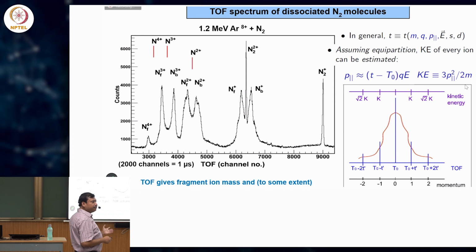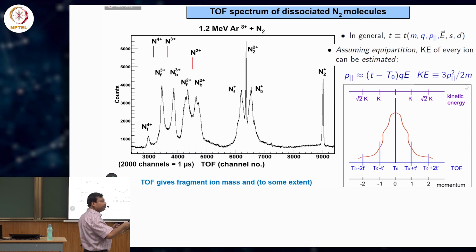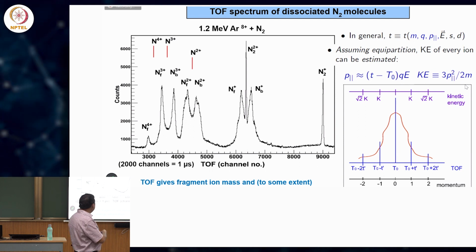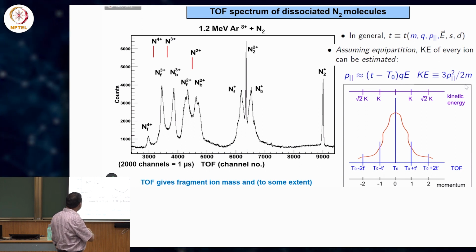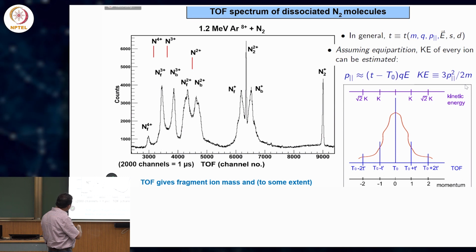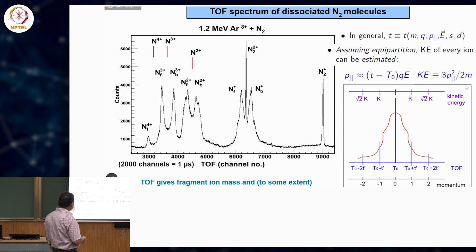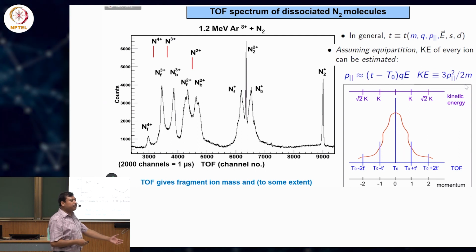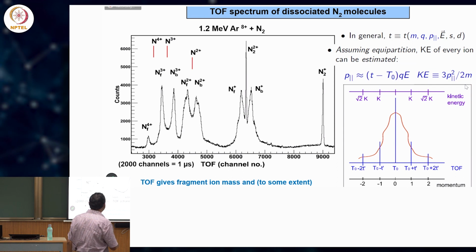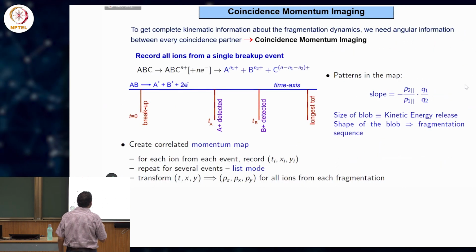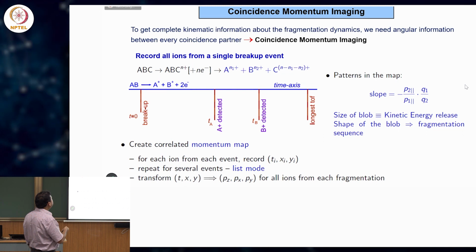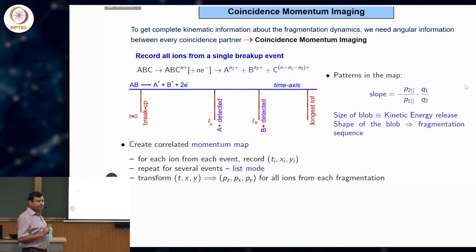Right? You might have that, is it only nitrogen plus which is forming, not nitrogen plus and nitrogen 2 plus. But there is no way to get from a time of flight spectrum whether they are formed or not, although you see that there are two different energies over here. This gives you the next level of complication, or next level of detection method, which is called coincidence momentum imaging.